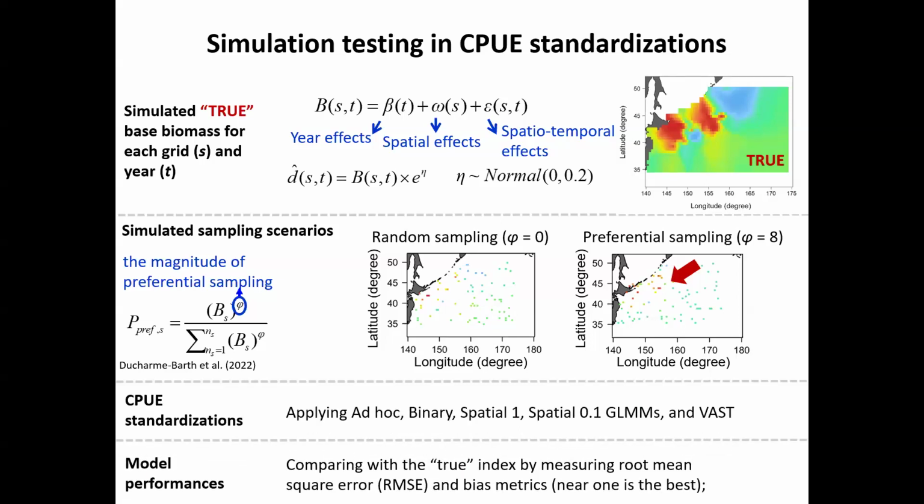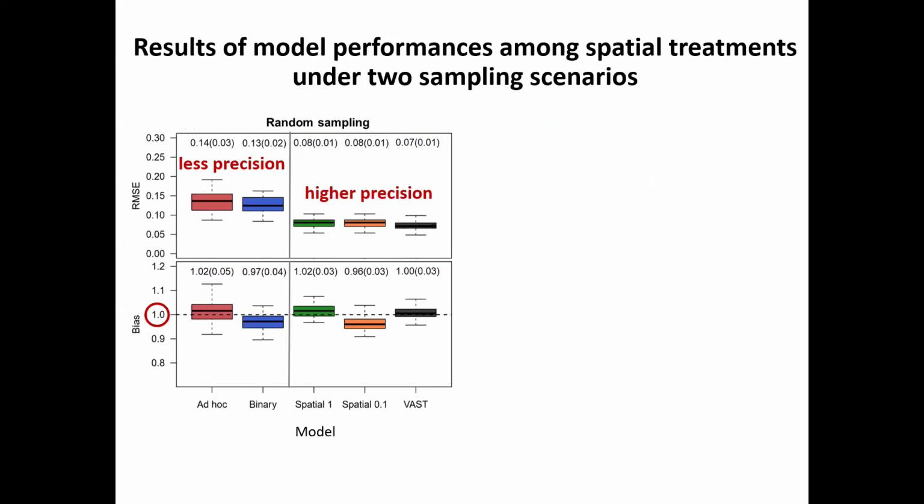The same process applies: we apply the 5 GLMM models and compare the estimated index with the true index and measure some performance indicators. So this is the result for the simulation testing. This is the result from the random sampling. As expected, the ad-hoc approach and the binary approach show less precision, and the spatial clustering and the best show higher precision and lower bias.